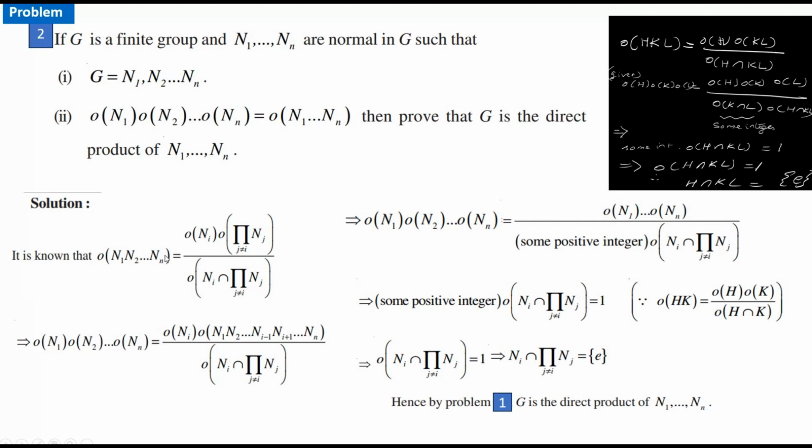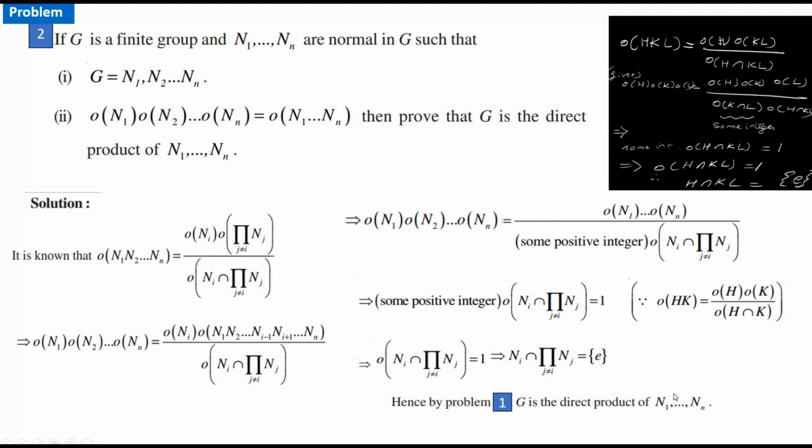So we have order of HK, which is equal to order of H, order of K divided by order of H intersection K. Using that, first we write like this, and then this is given as this. So you just replace, and again the same thing, we have this to be some positive integer. Further, when you expand this and write, this is what you get, some positive integer. These two being the same, we can cancel. So we are cross multiplying and we are left with this. So this must be 1. And from that we get this. So by the previous problem, we conclude that G is the direct product of N1 etc. Nn.